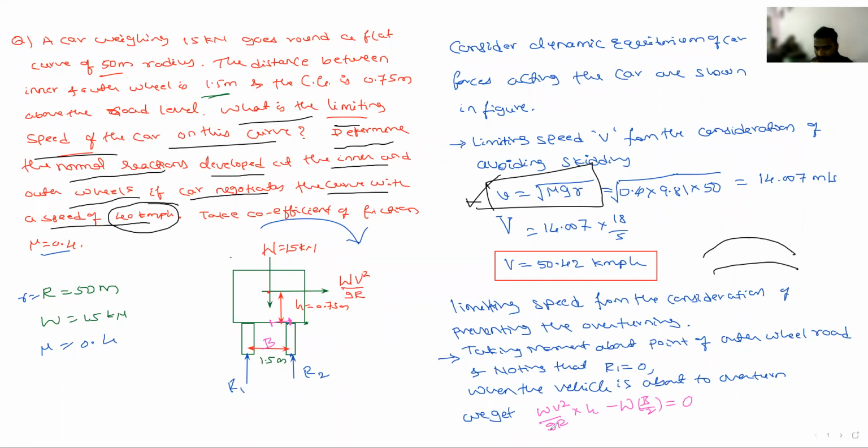Same, apply this equation. Moment about a point is equal to 0. Now this is moving with the speed 40 kmph. Is it limiting? Not limiting. If limiting, R1 is equal to 0. But now it is not limiting, means there is R1. So take a moment about the outer wheel. So R1 into B. Next W, that is anti-clockwise. Then W into B by 2. Then centrifugal force.